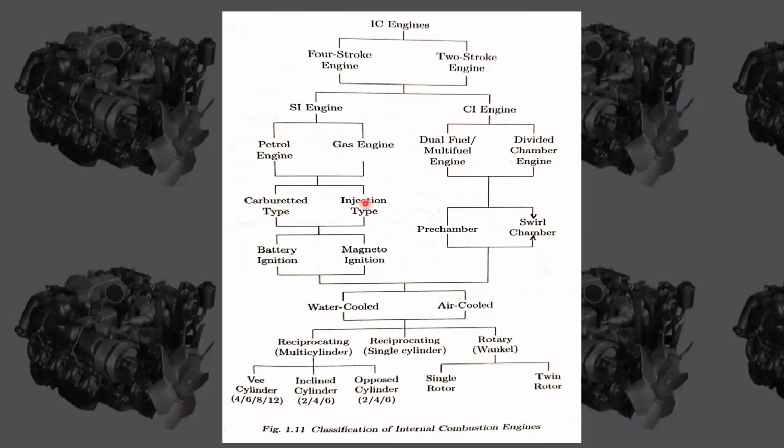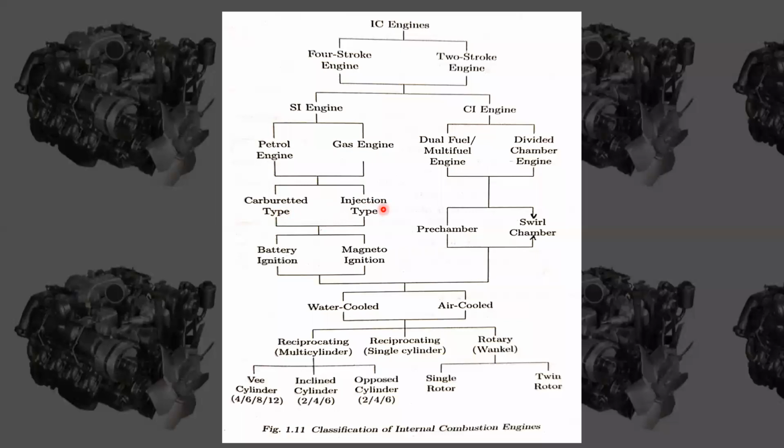Coming to the injection type, first of all the air gets into the cylinder or the combustion chamber. After that, fuel is injected with the help of a fuel injector. That is the main difference. If we consider a cylinder, in the carbureted type both air and fuel come into the cylinder at the same time.